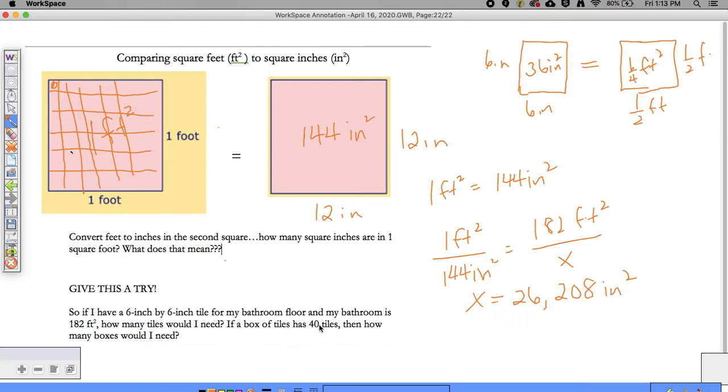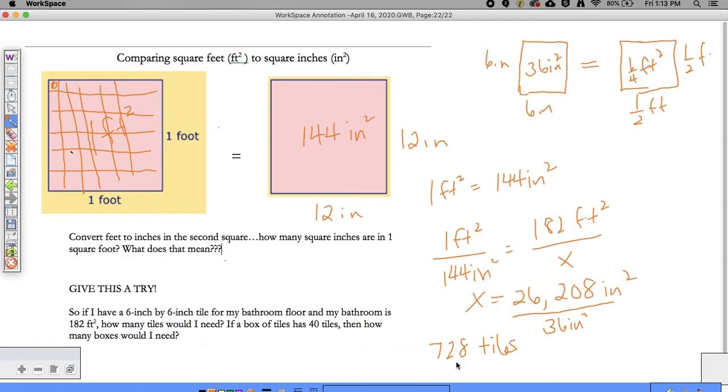Now, if each box contains 40 tiles, how many boxes am I going to need? I know each tile represents 36 square inches, so I'm going to take this and divide it by this, and that's going to tell me how many actual tiles I'm going to need. If I divide that by 36, I get 728. So it's going to take 728 tiles to cover my bathroom floor.